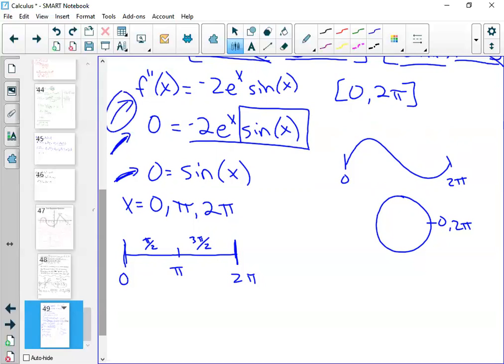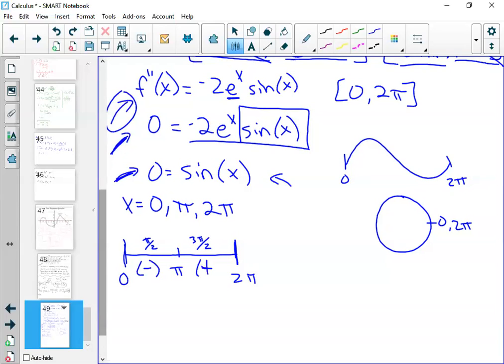So if we put pi over 2, notice e to the x will always be positive. No matter what you put into x, e to the x is positive, so there's no need to check that. Sine of pi over 2 is 1, and 1 times negative 2 is going to give us a negative here. If we would have put that here, we would have got positive, and so we would have been wrong. For this problem, they only care about the inflection points, so it wouldn't have mattered too much. But if they asked you to find where it's concave up and concave down, you would have been flipped.